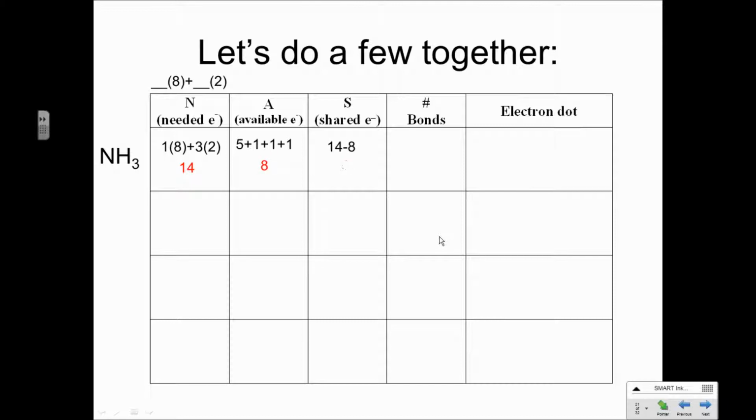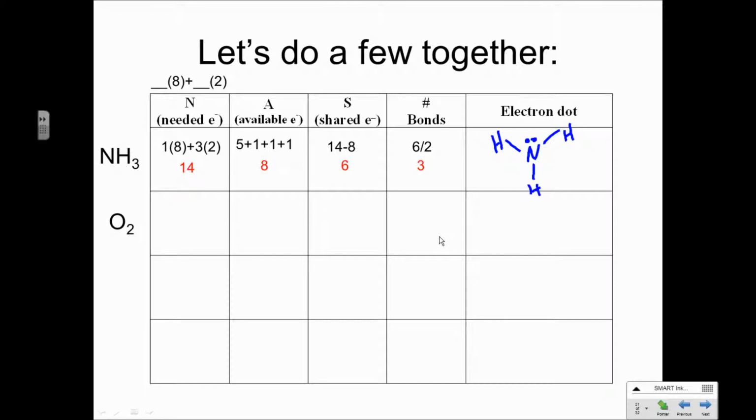N minus A equals S. So we've got 6 we're sharing. Divide that by 2. We've got 3 bonds. So when we draw ammonia, we need to draw ammonia with 3 bonds. So we're going to put an N with 3 bonds coming off of it. Oops. Let me back up here. And then with 3 bonds coming off of it, each of those bonds needs an H. Now, each hydrogen is fine because it's got 2 dots for each bond. So our hydrogens are all good, but our nitrogen only has 3 bonds. It needs a pair of electrons. So that's what ammonia would look like.